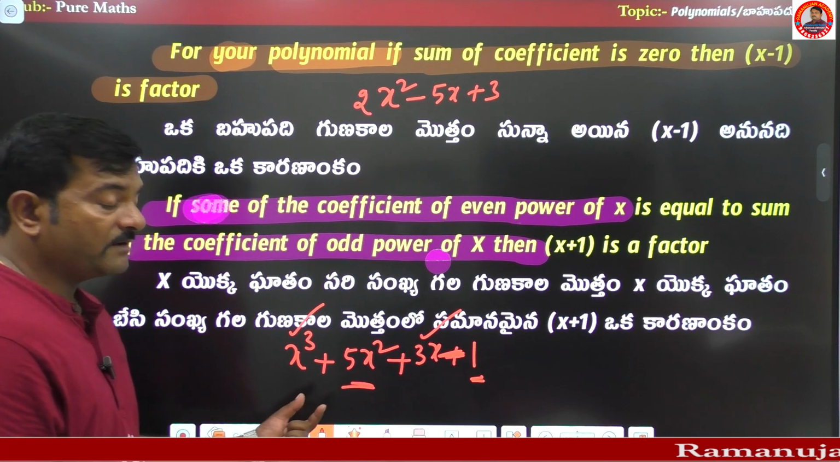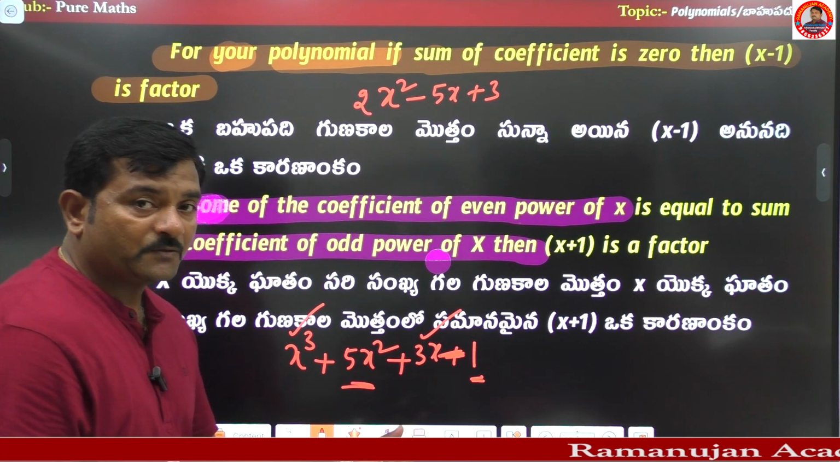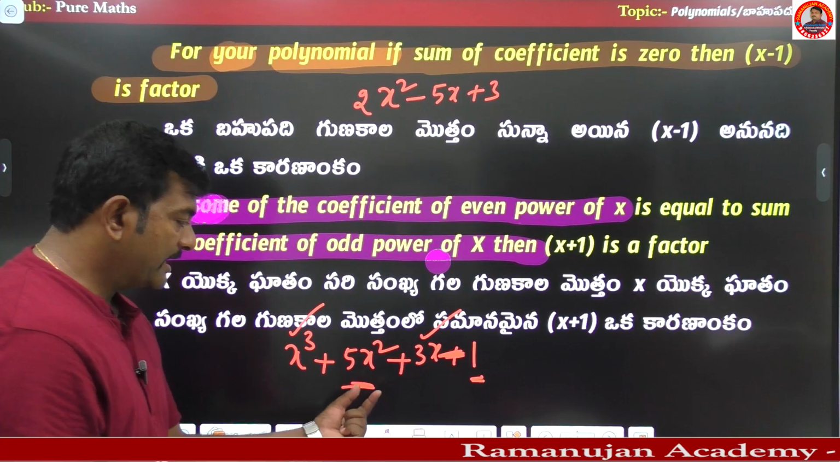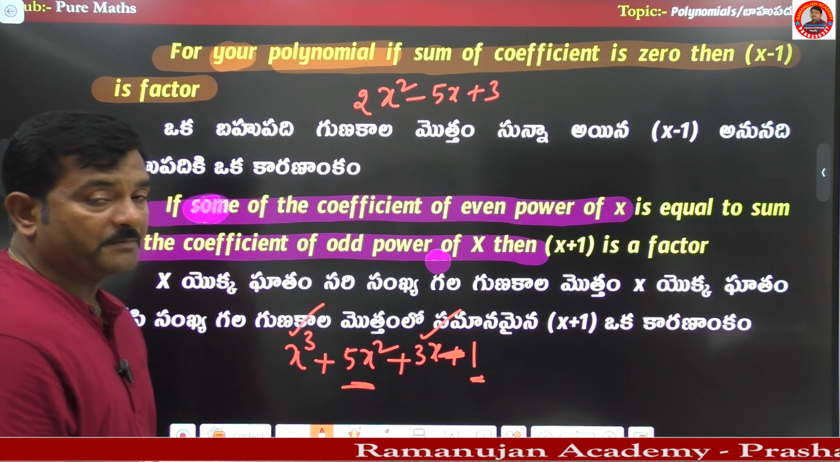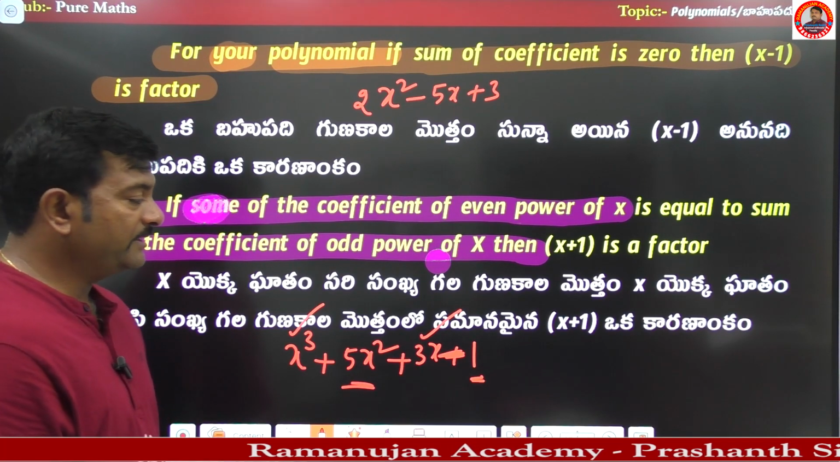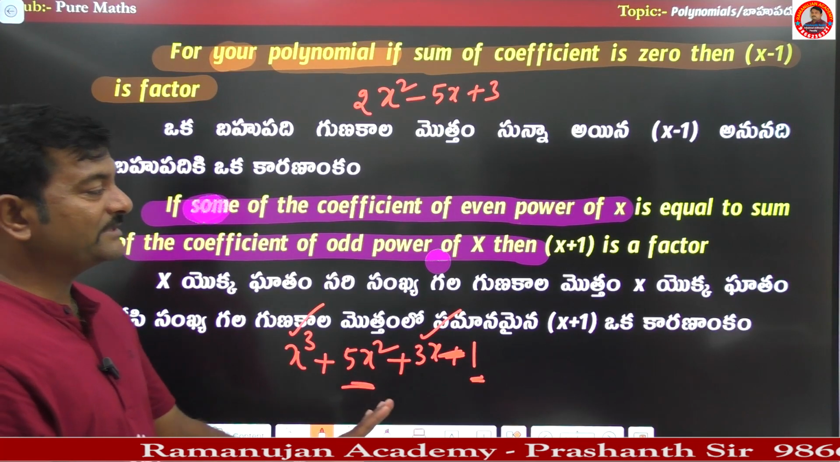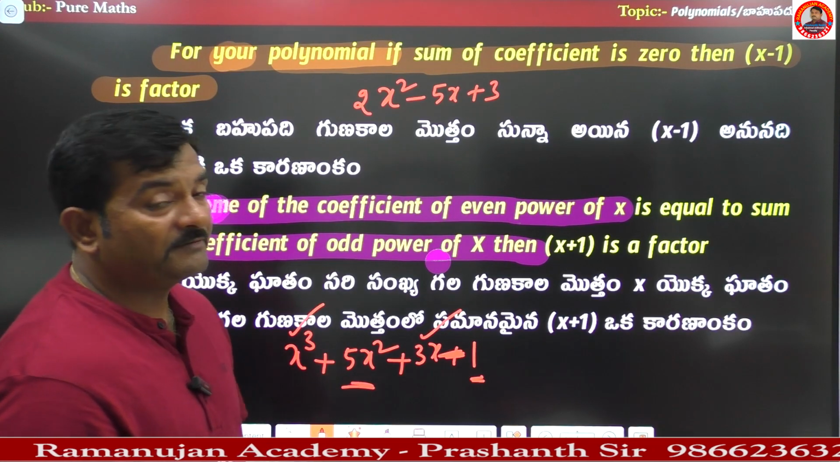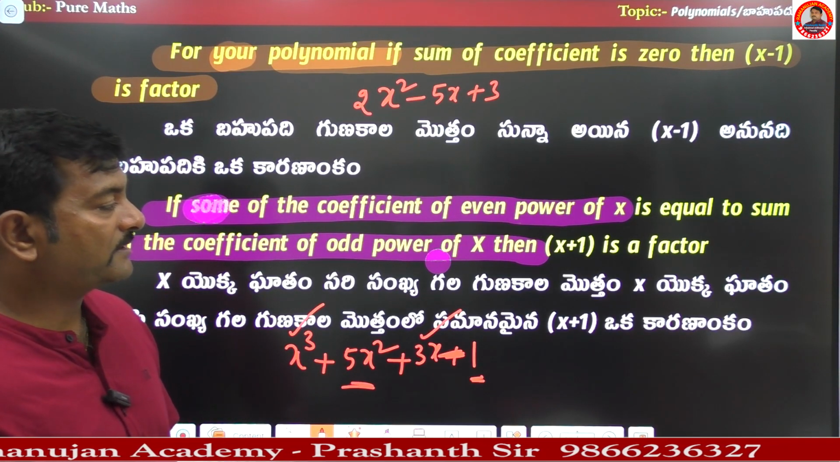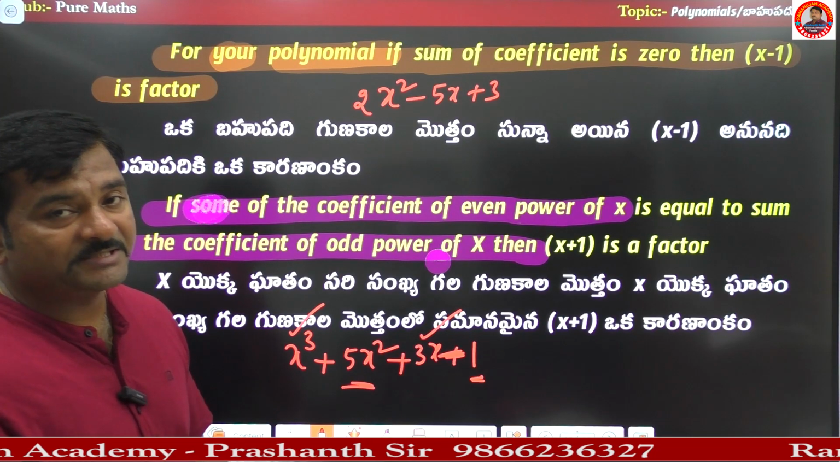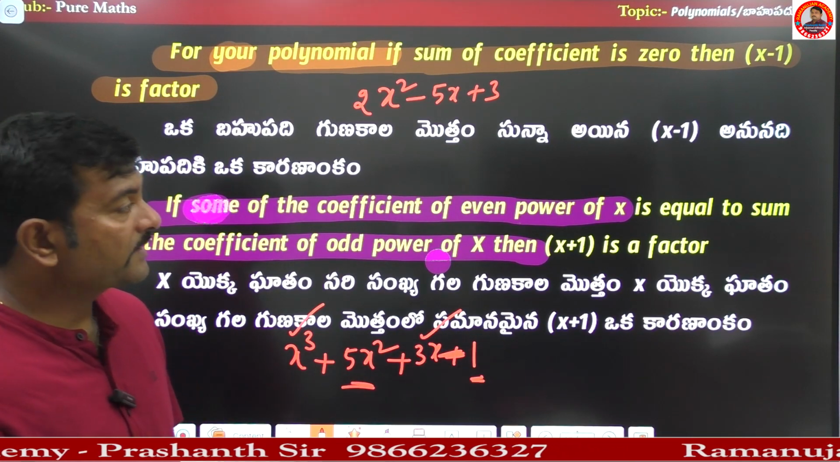5 minus 1 means 4. The sum of the coefficients of the even power and the sum of the coefficients of the odd power are the same. That's why in this case x plus 1 is one factor. For this polynomial, x plus 1 is one factor, which means x equal to minus 1 is the root.